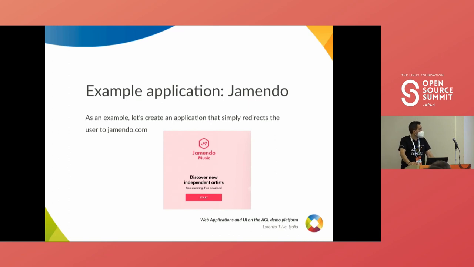Also, in order to explain the easiest web app that one could integrate into AGL, I'm using this simple example that is creating a Jamendo application. Jamendo is a free music streaming service that just has one URL. We can just use that as a kind of PWA application, so it just consumes something from a service and brings it and puts it into AGL.